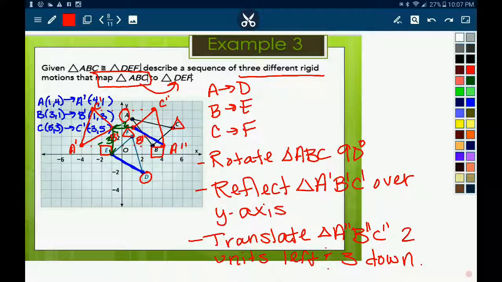Okay, so those were our 3 movements, and I would recommend the first movement you make, if possible, be either a reflection or rotation. Save translations for last. Don't try to slide the triangle over right on top of the other one right away and then start spinning or reflecting, because the reflection is just going to move it away anyway, in a different direction. So start with either rotations or reflections.